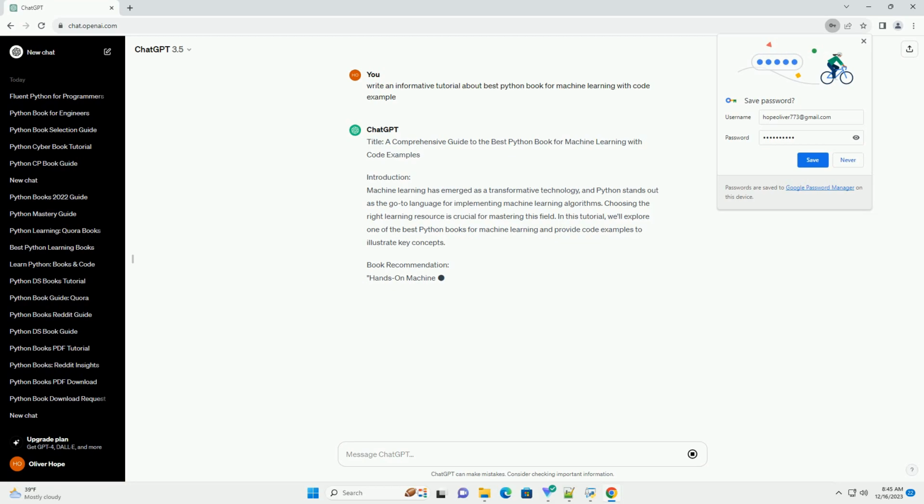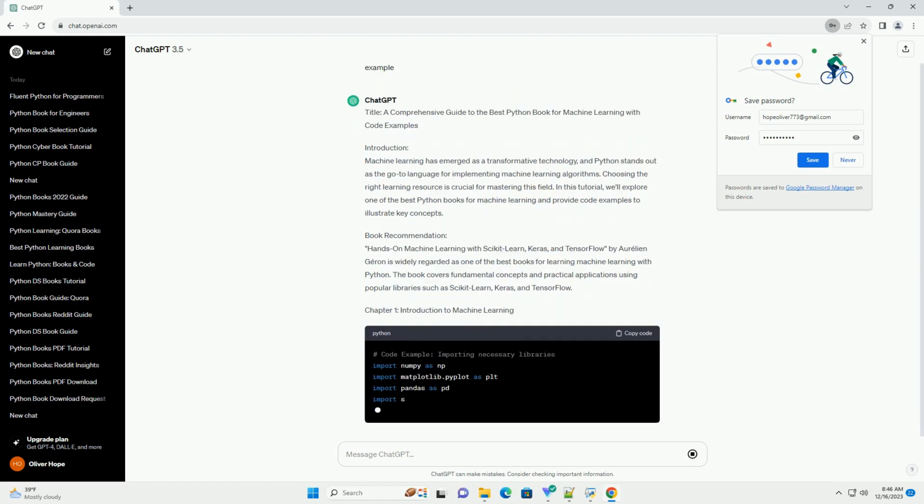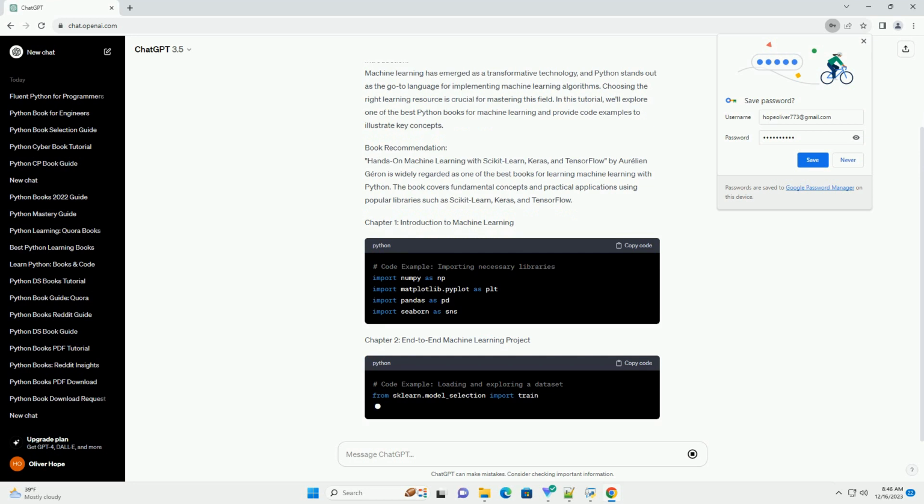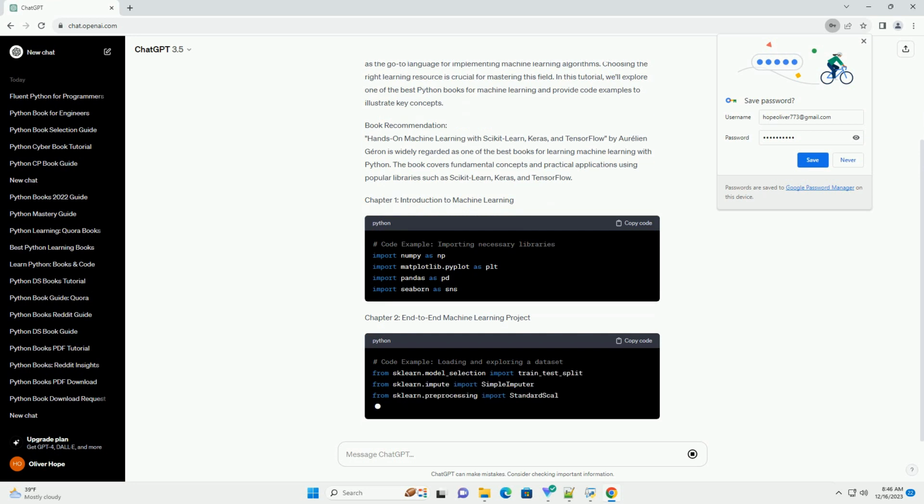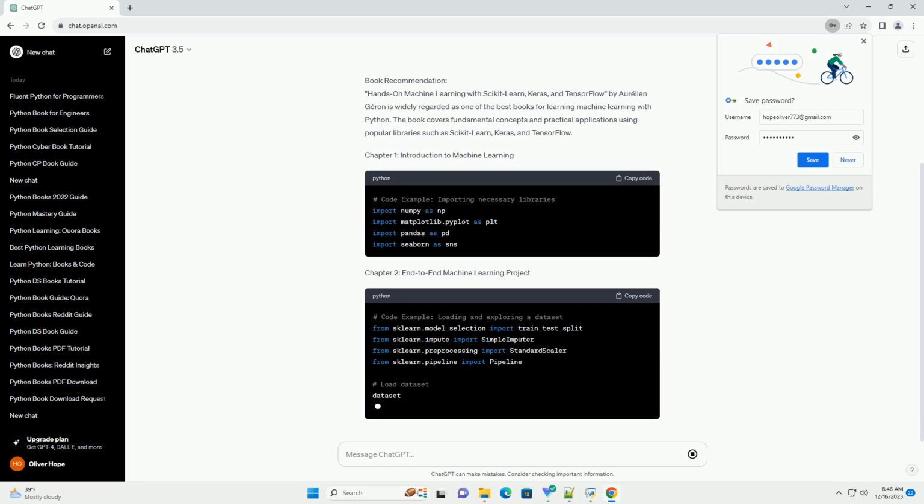key concepts. Book recommendation: Hands-on Machine Learning with Scikit-Learn, Keras, and TensorFlow by Aurélien Géron is widely regarded as one of the best books for learning machine learning with Python. The book covers fundamental concepts and practical applications using popular libraries such as Scikit-Learn, Keras, and TensorFlow.